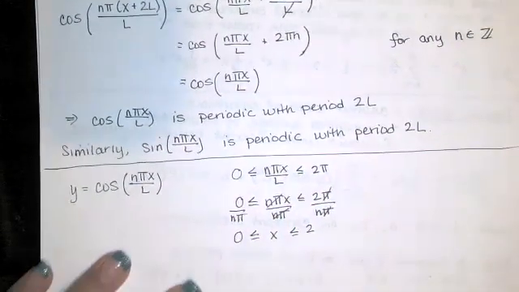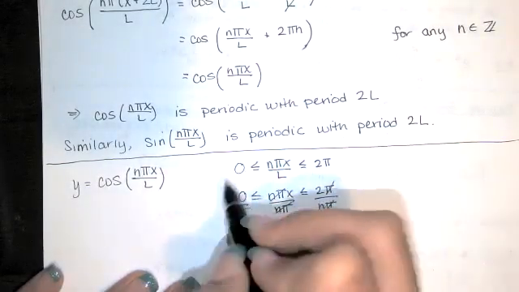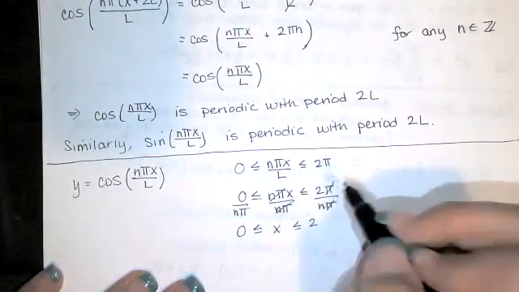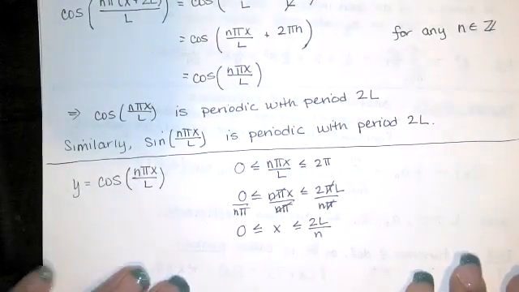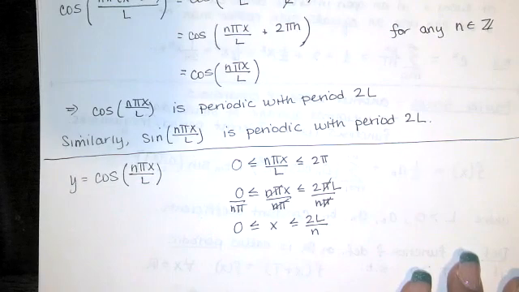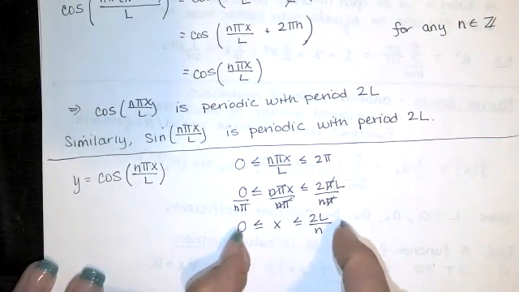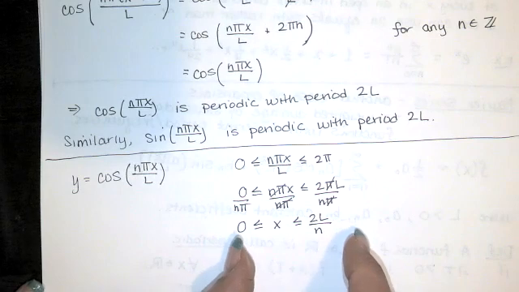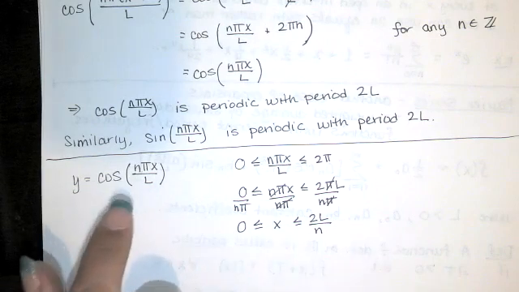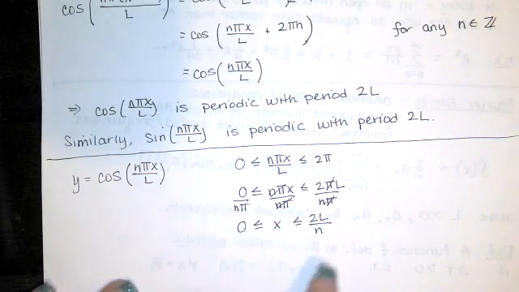And this is less than, oops, I forgot to multiply by L over here. This times L is going to be 0. This times L would be 2 pi L. So I'd have 2L over n. And you're saying to yourself, okay, well, what does that mean? Well, that means that this is the interval where we will trace out one cycle of this cosine function for a given value of n.